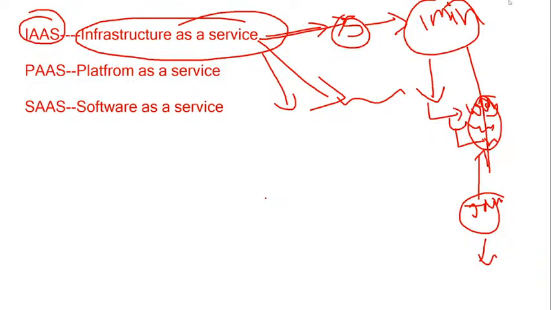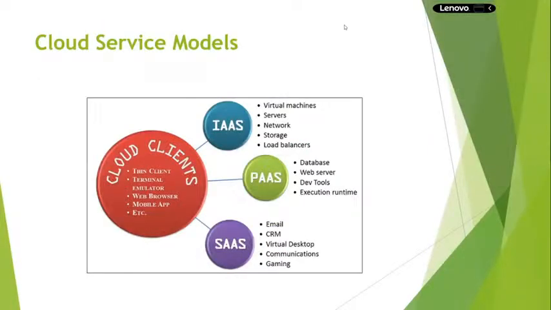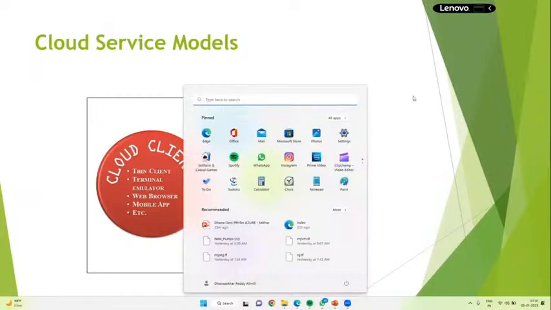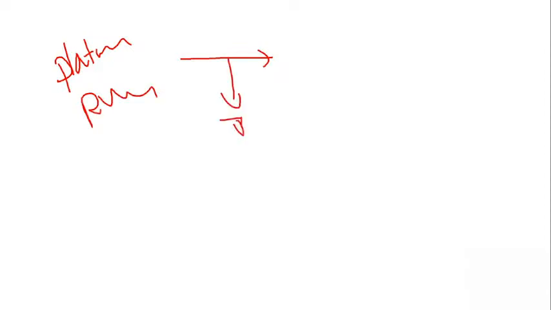Next, platform as a service. What is platform as a service? Any idea? The name itself describes it: they are providing the platform and runtime. For example, you have to deploy one Java application and the Java code is ready with you. That entire environment provided by the vendor, we call it platform as a service.